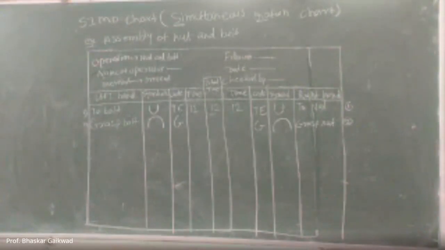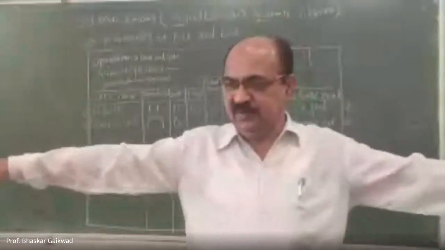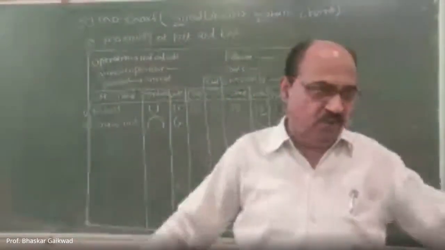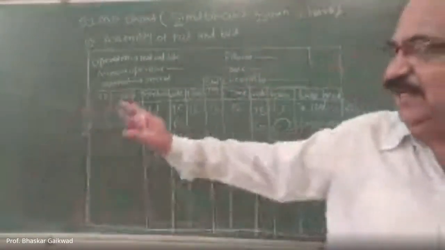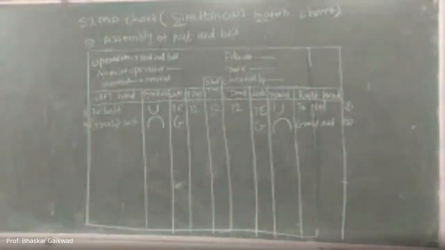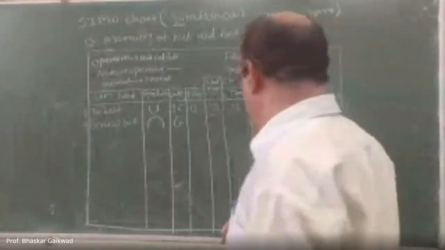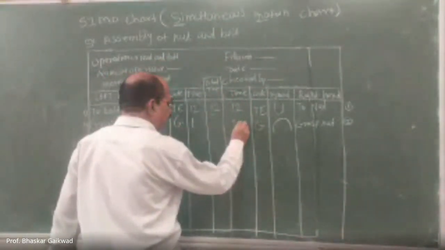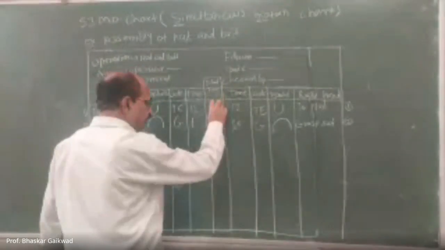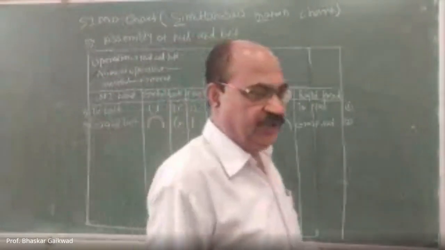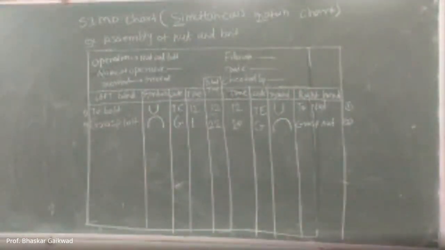Let us consider both hands are doing the same thing, grasping and bringing here. Our left and right hands are doing the motion simultaneously, so the time is equal. Let us consider this time is the same. What is the cumulative time? The cumulative time is 22. Cumulative time means initial time plus present time.